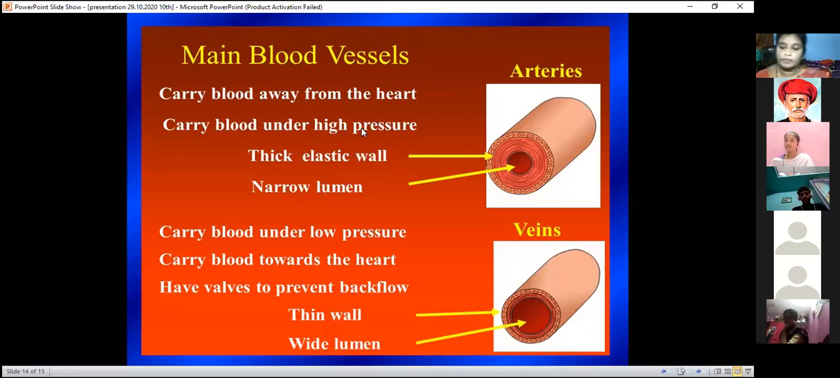Okay. What is the main function of the capillaries? Pumping blood to all parts of the body. What connects the arteries and veins? Okay, ma'am? Next.